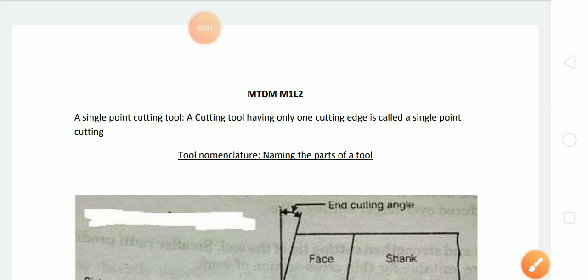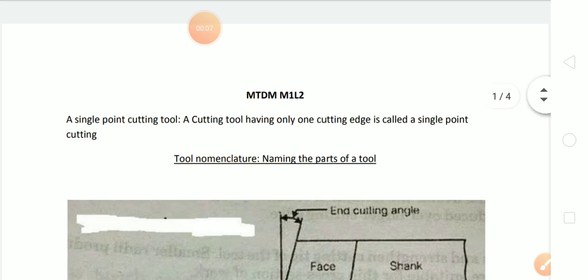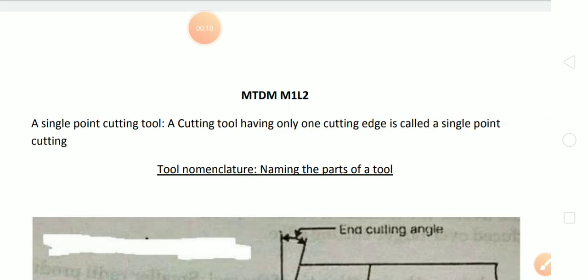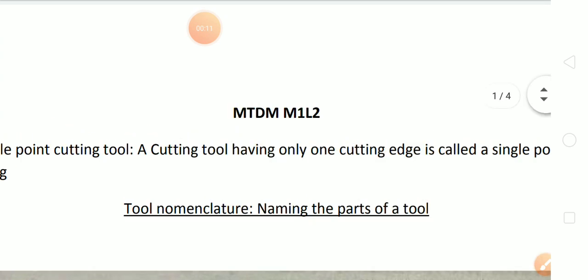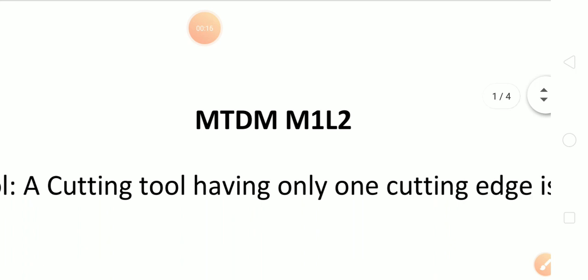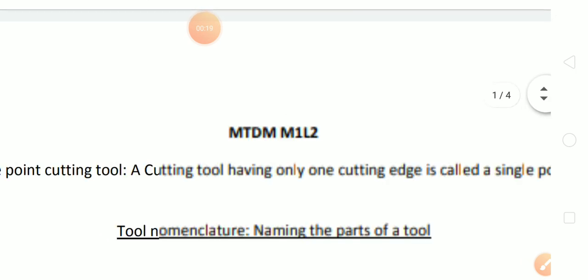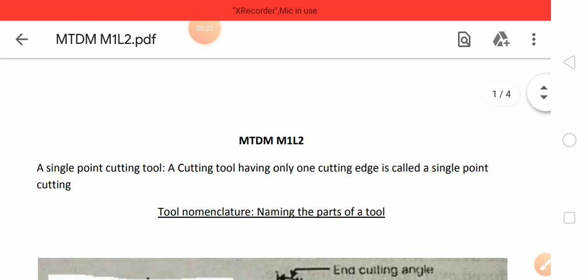Hi all. Last class we discussed a machine tool, and today I'm going to discuss a single point cutting tool. So this is the second lecture, and you can go through the notation, that is MTDM M1L2. That means MTDM Module 1 Lecture 2. So first of all, I will say what a single point cutting tool is.